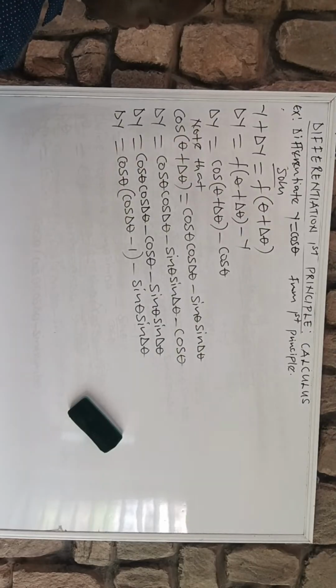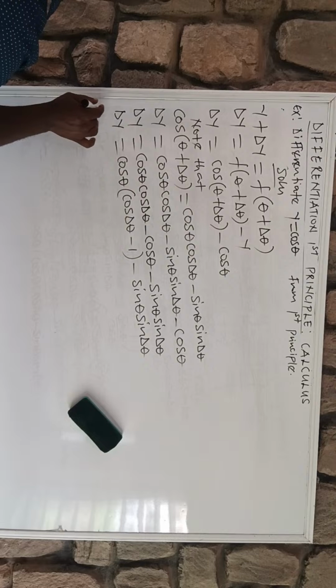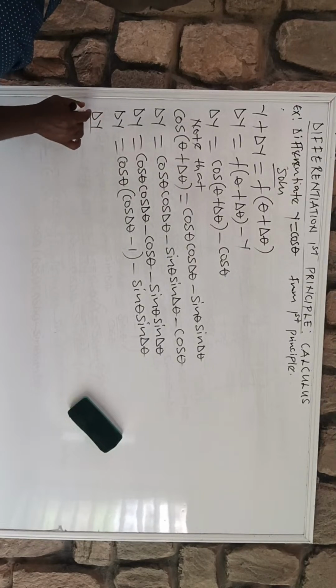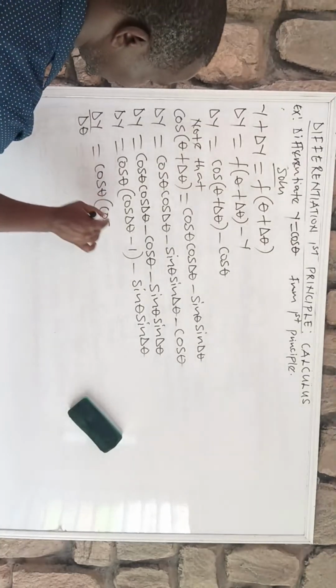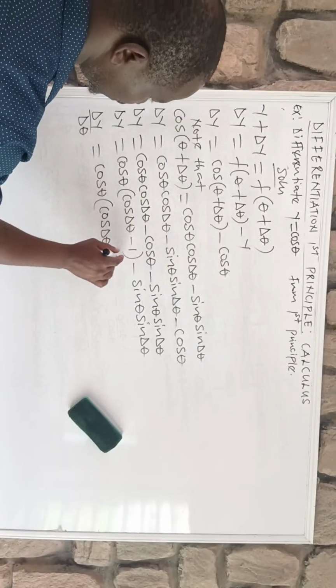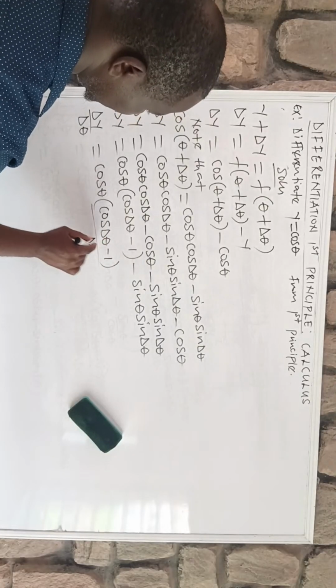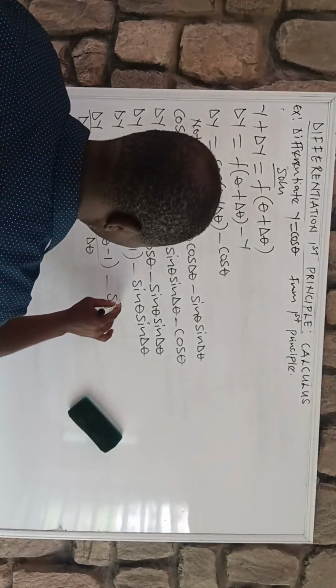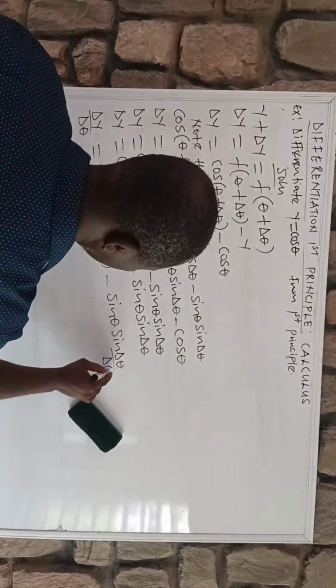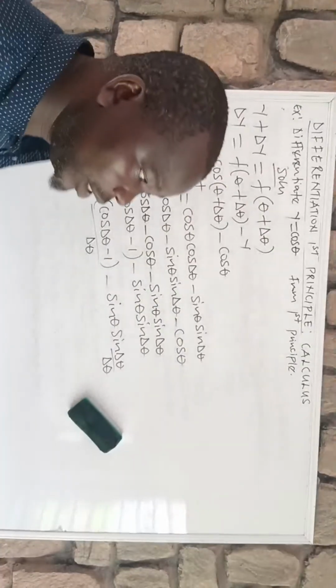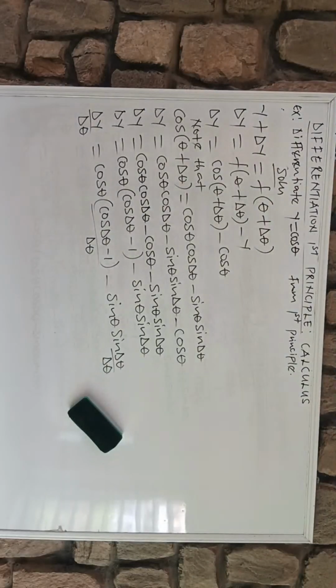At this point, we divide through by delta theta. So dy over delta theta now equals cos theta open bracket cos delta theta minus 1 all over delta theta, then minus sin theta sin delta theta all over delta theta. Is that clear? Look at the board.